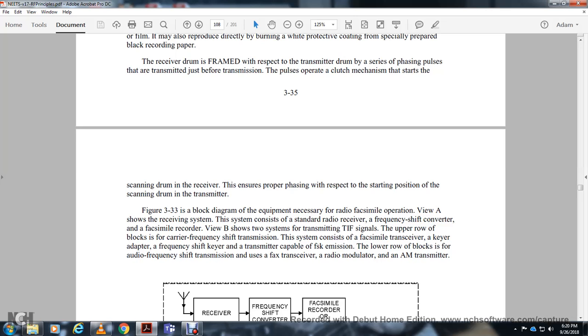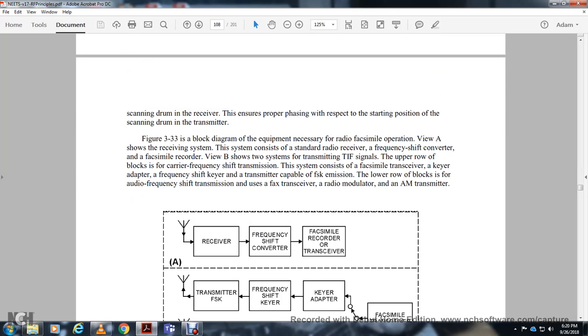row of blocks showing carrier frequency shift transmission for the facsimile transceiver system: the keyer with the adapter key, the frequency shift keyer, and the transmitter capable of frequency shift keying emissions. The lower row of blocks shows audio frequency transmission, use of the facsimile transceiver, radio modulator, and AM transmitter.